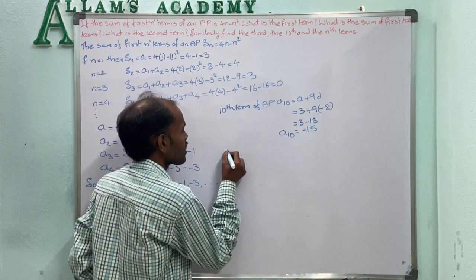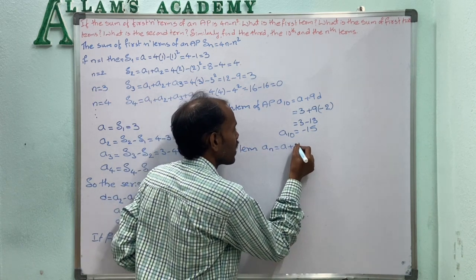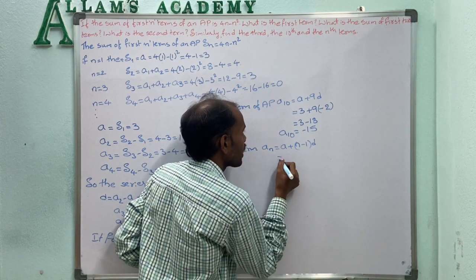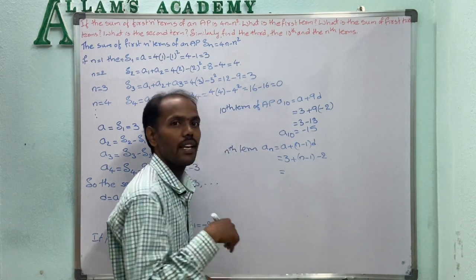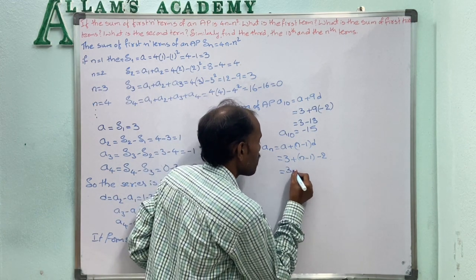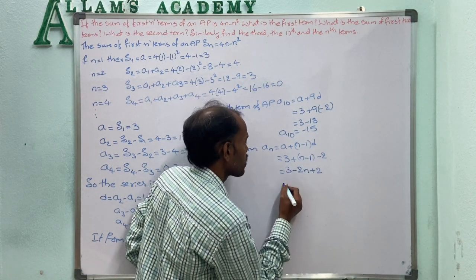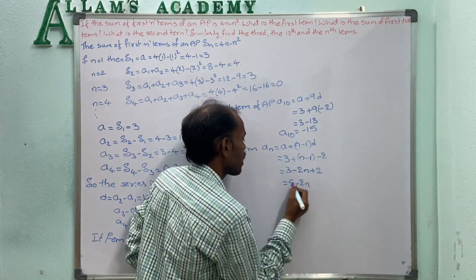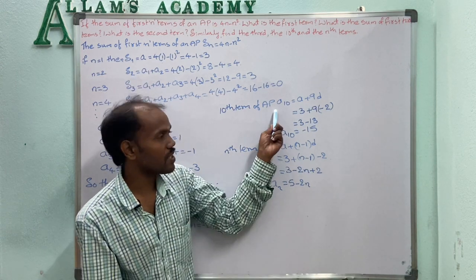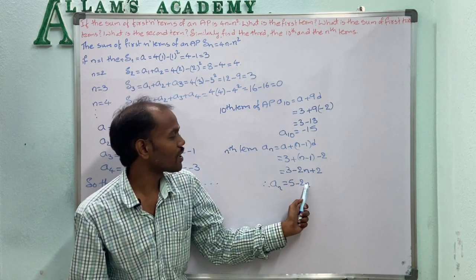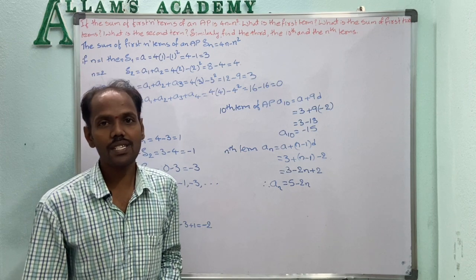The nth term of this AP, an, is equal to a plus (n minus 1) into d. Here a equals 3 and d equals minus 2. So (n minus 1) into minus 2 is equal to minus 2n, and minus 1 into minus 2 is plus 2. So 3 plus 2 is equal to 5. So the nth term an is equal to 5 minus 2n. If in this one also we substitute the 10th term, then 2 tens 20, 5 minus 20 equals minus 15. That one also we get the same result.